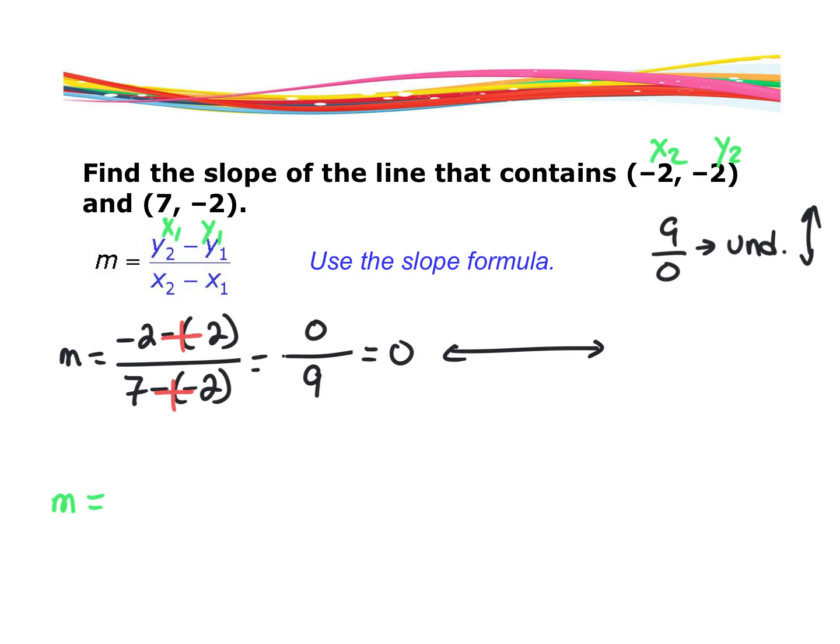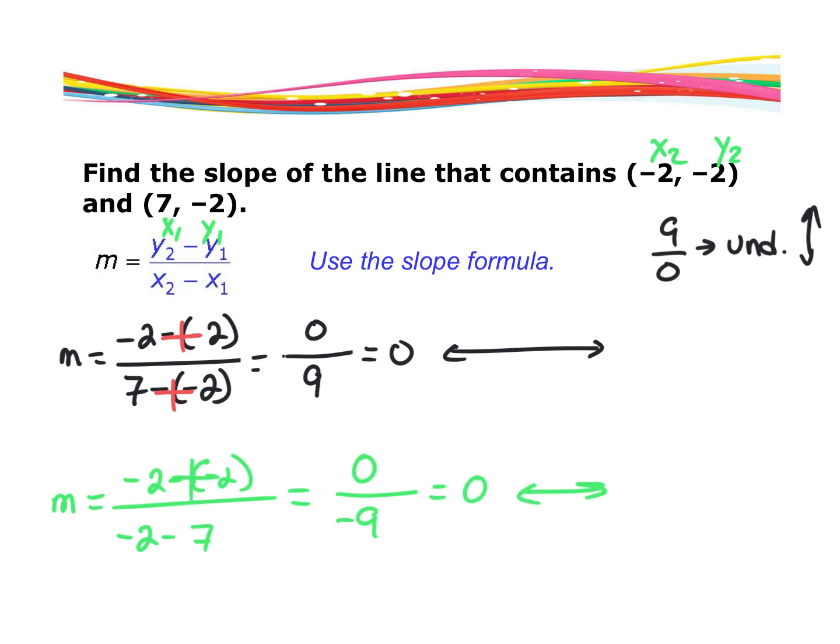So if we were to do it that way, we're going to get negative 2 minus negative 2, and then negative 2 minus 7, which again, this becomes positive, so it's going to give us 0. And this becomes negative 9. Again, this simplifies to 0, which gives us a horizontal line. So we do get the same slope, but I just want you guys to notice that as long as you're consistent, it doesn't matter which coordinates you choose.